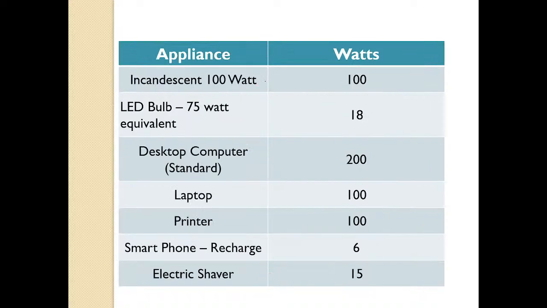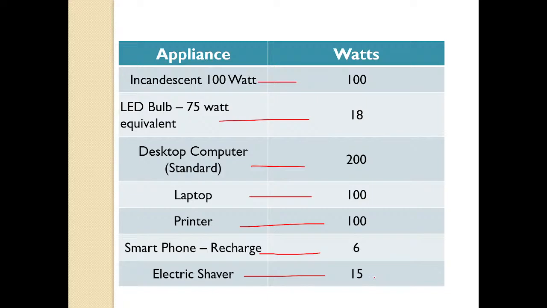And I have considered an incandescent bulb of 100 watts. Its power rating is 100 watts. And an LED bulb of 75 watts whose power rating is around 18 watts. Desktop computer 200 watts. Laptop 100 watts. If you have a printer, then the printer power rating is 100. Smartphone, okay, we all have a smartphone charger. Its power rating is around 6 watts. And if you have an electric shaver, its power rating is around 15 watts.